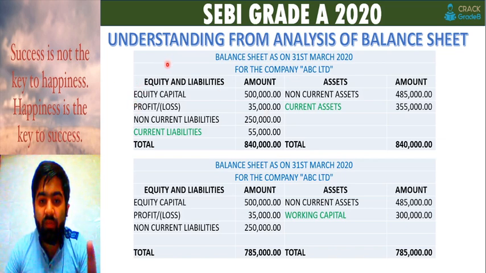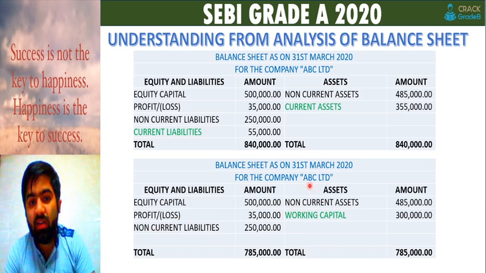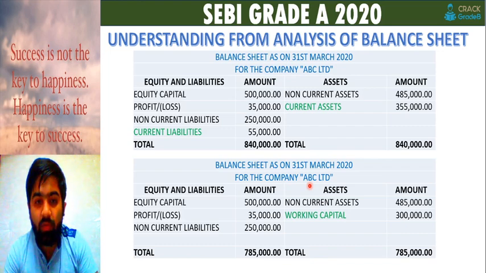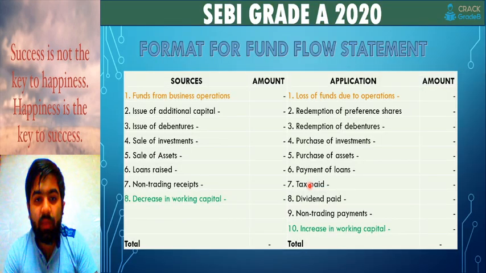So if current assets and current liabilities increase or decrease, or working capital increases or decreases, there must be a double entry effect in something else. So we need to correctly understand whether it is in non-current assets, equity capital, profit and loss, or non-current liabilities, and accordingly we have to solve or understand the complications in the topic. So moving to the next slide, here is the format of the fund flow statement.